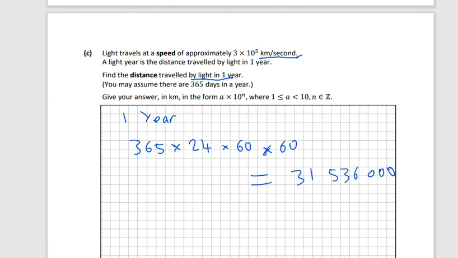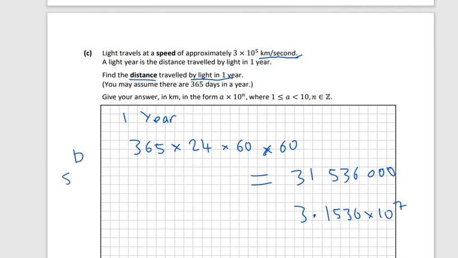Obviously very big. If you're to write it in standard form as we did in part B with the other numbers, it would be 3.1536 times 10 to the power of, and we've moved it 1, 2, 3, 4, 5, 6, 7 places. So that's for 1 year.